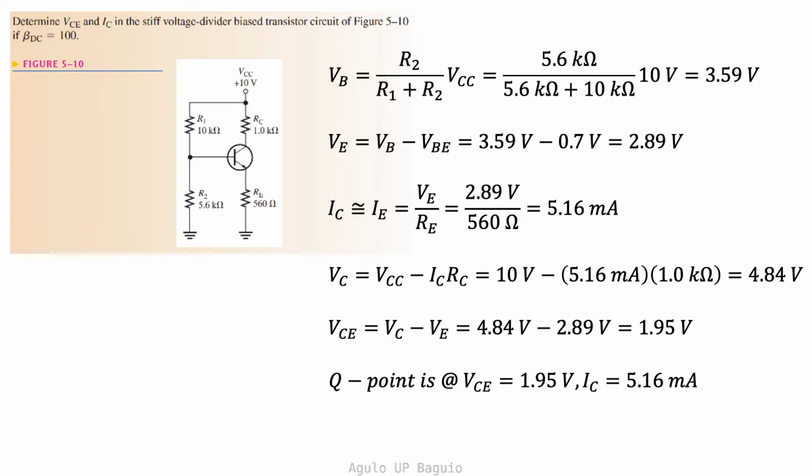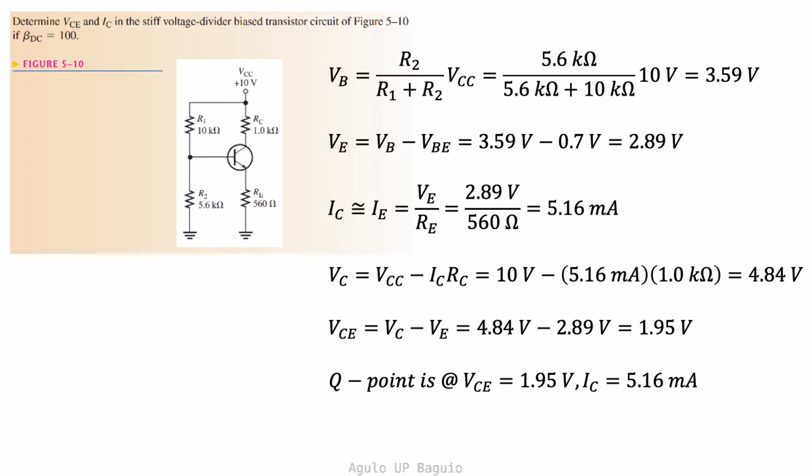In this problem, we'll try to determine the Q point from the given circuit. Applying what we've learned from the previous slides, we obtain the following values for the Q point. In the given circuit, the voltage divider resistors are R1 and R2, equal to 10 kiloohms and 5.6 kiloohms respectively. VCC is 10 volts. The collector resistance is 1 kiloohm and the emitter resistance is 560 ohms. The DC beta parameter is 100.